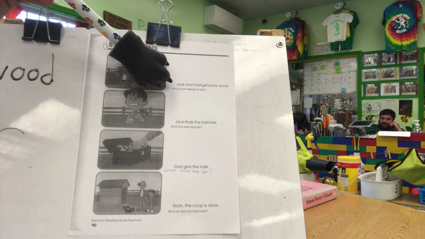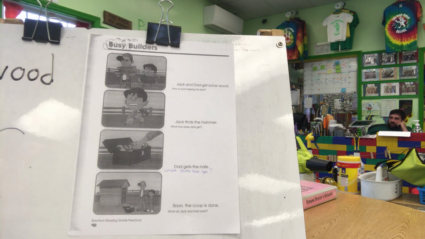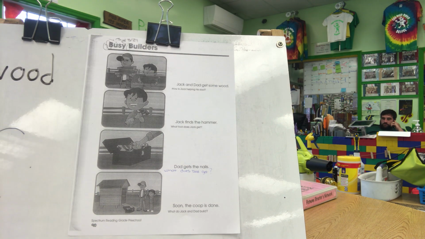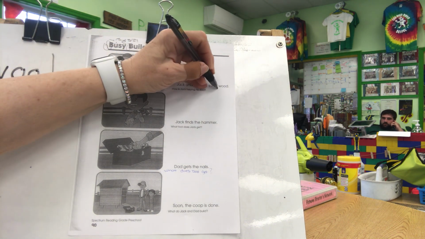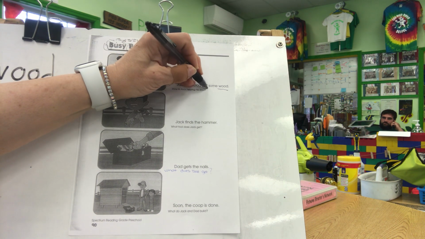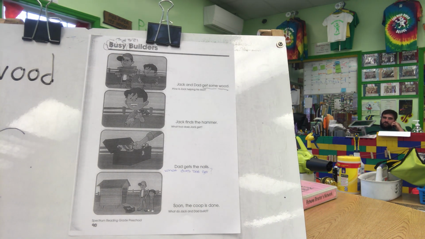All right, the question is, how is Jack helping his dad? Remember, the answer is right here in the sentence. It's called reading comprehension, knowing what you read. So the question asks, how is Jack helping his dad? Get some wood. There's the answer right there. You can underline get some wood.